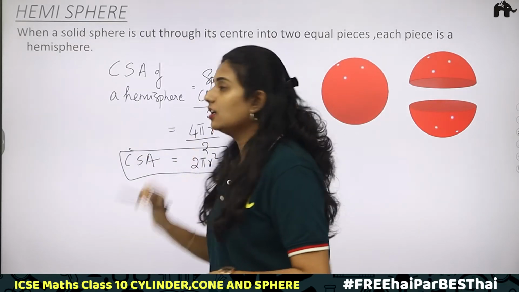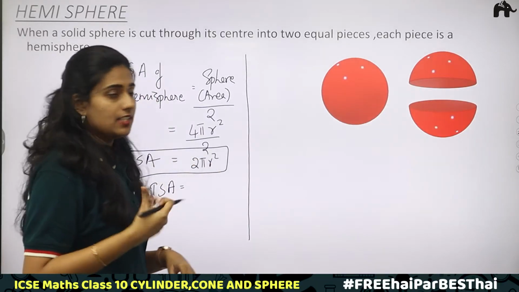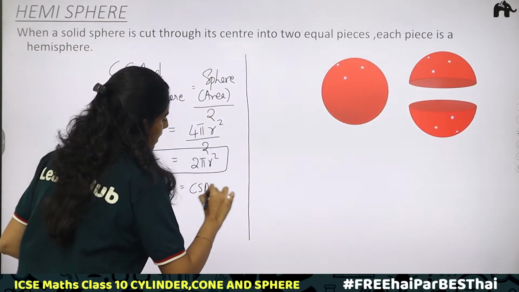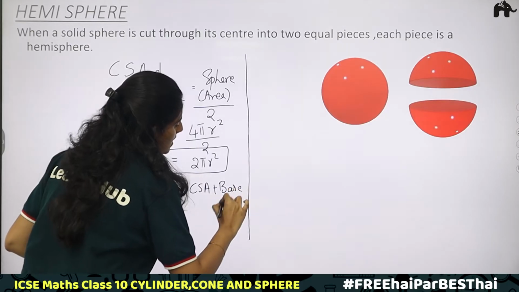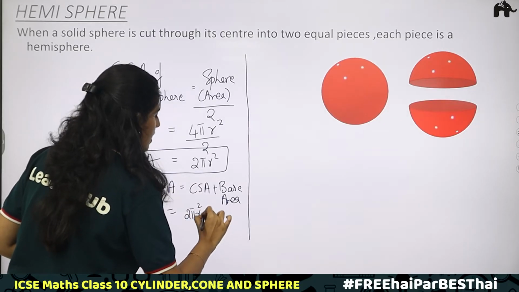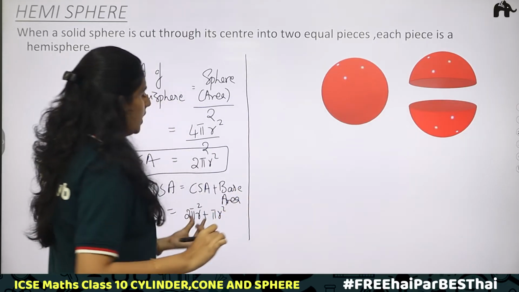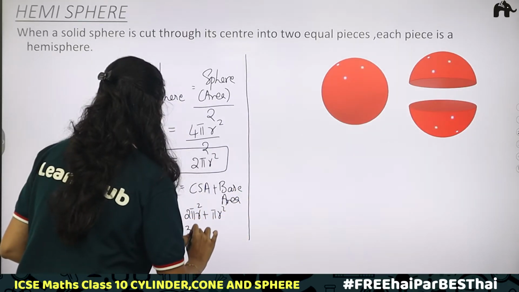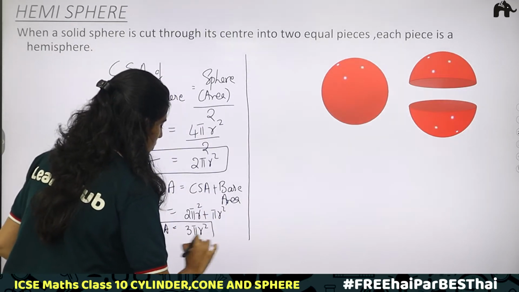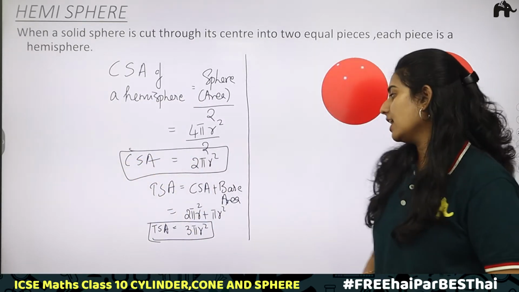Next, let's find the total surface area. To find the total surface area, as we have done in case of cylinder and in case of cone, you will be having a base area separately. Curved surface area plus base area. Curved surface area is 2 pi r square. Base is a circle and the area of circle we know, pi r square. 2 pi r square plus pi r square, we get 3 pi r square. Total surface area is equal to 3 pi r square. Okay, we got the total surface area of hemisphere.